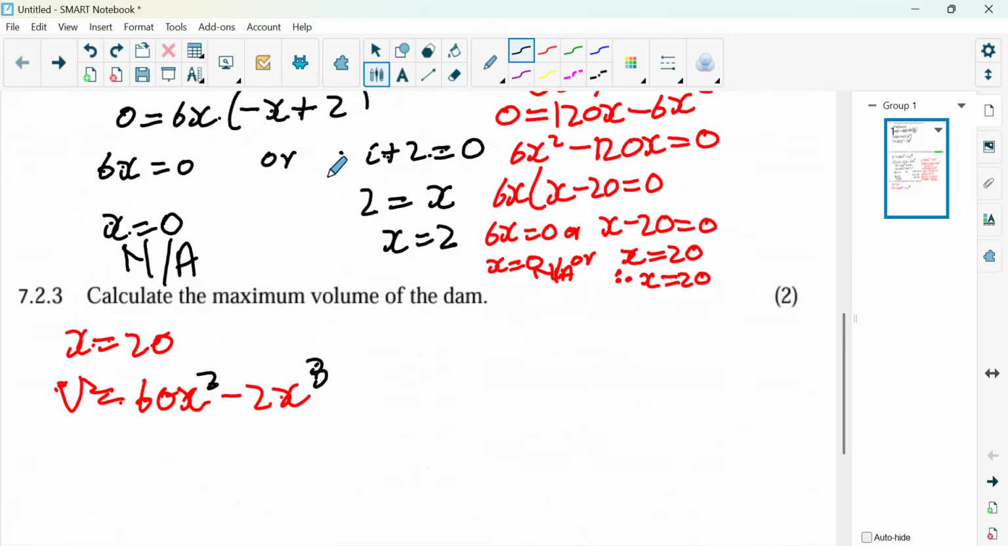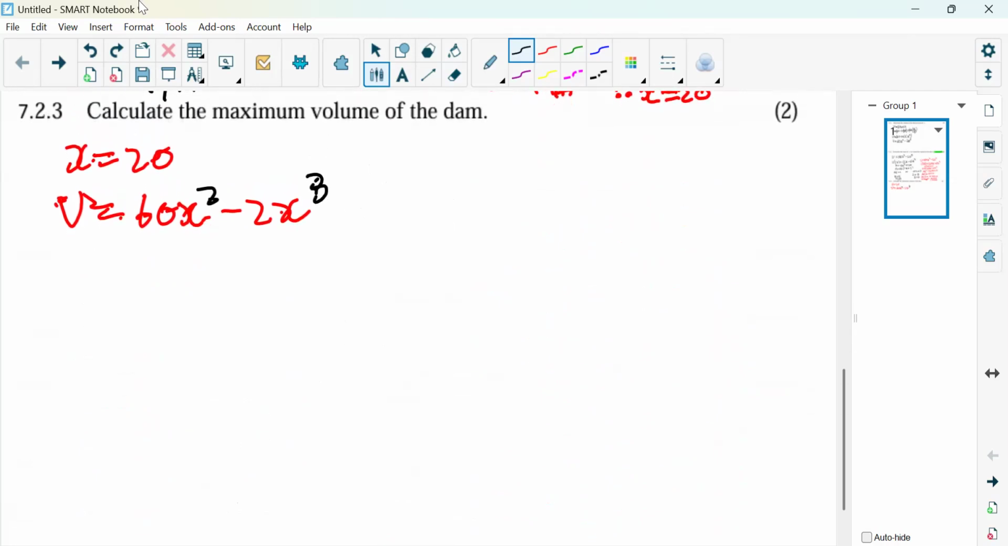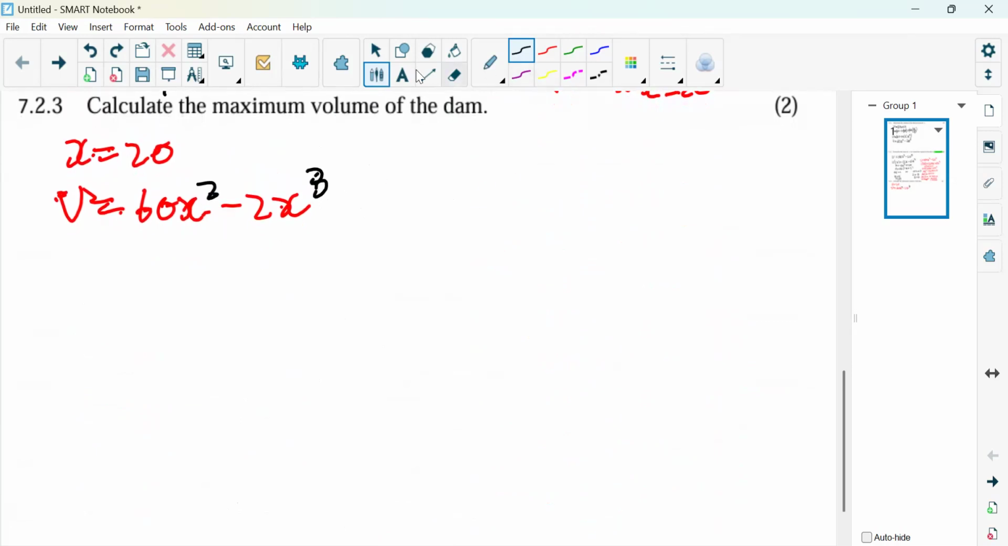So we're going to say V prime. What is it that they're asking us here? This one here, it's V of x. They want the maximum volume. Remember, if you put x here on the V prime of x, it's going to give you 0, because there you're calculating the gradient at the turning point. So we're going to substitute on V directly from the volume now.